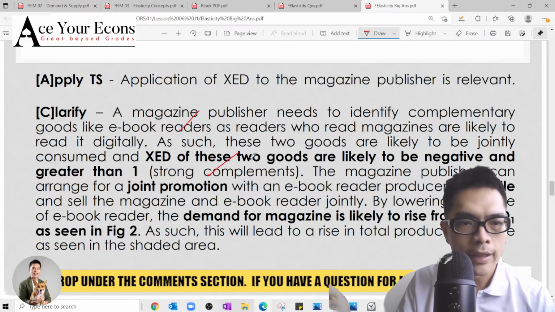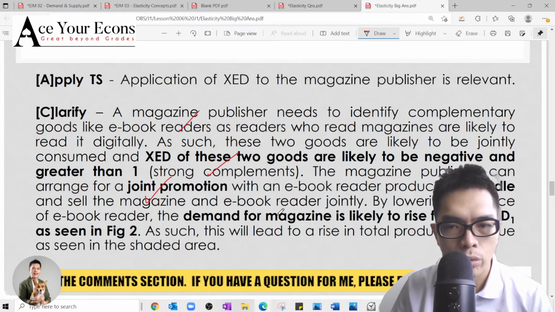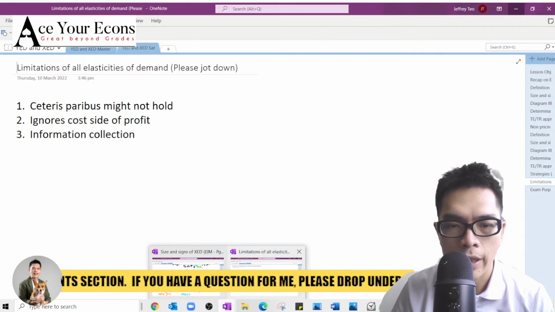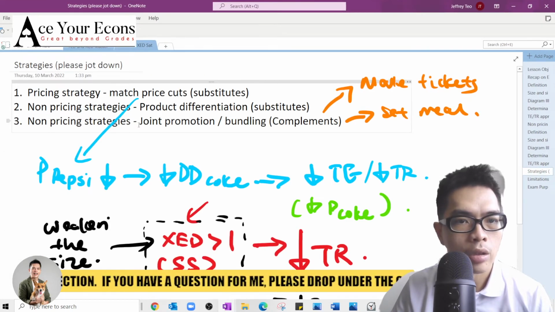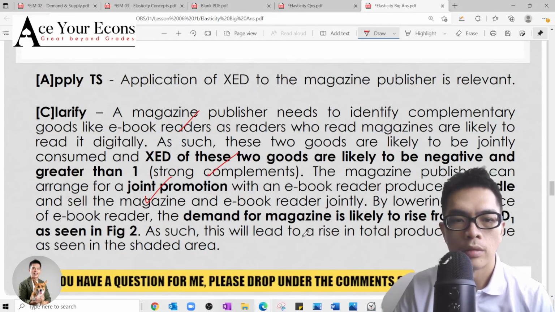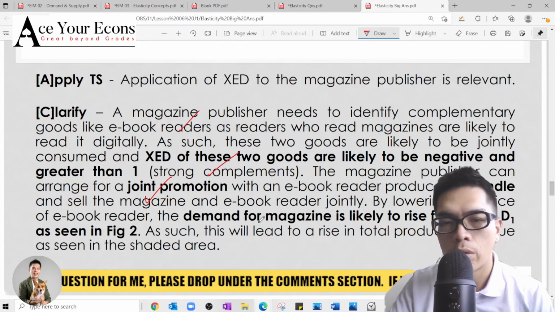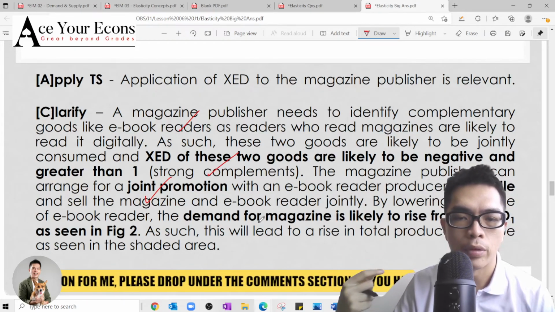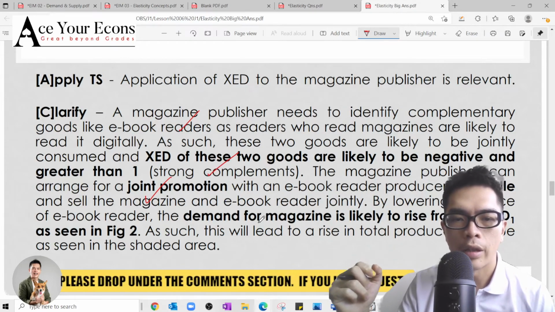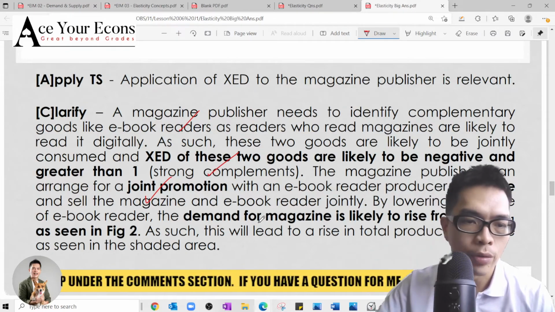Therefore, the magazine publisher could arrange a joint promotion to bundle up these two goods and sell them jointly. So this is the concept that we are testing: non-pricing strategy, joint promotion. Right, so the magazine publisher could find iPad or could find Kobo and say that, look, can we jointly release the product together? Maybe you offer a slight concession on your end, and then we can bundle these two goods up together, and then we can increase our total revenue together.